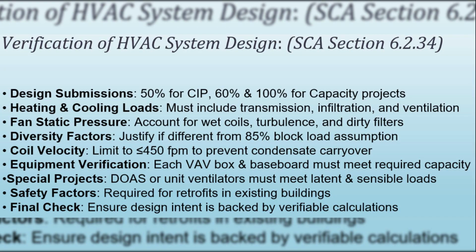This section ensures that air system designs are carefully reviewed and verified at key project milestones. Engineers must submit detailed calculations during the design process, at 50% for capital improvement projects, and at both 60% and 100% for capacity projects. The calculations must confirm that the system can deliver heating and cooling loads, taking into account transmission, infiltration, and ventilation demands. They must also include allowances for fan static pressure losses due to wet coils, turbulence, and dirty filters. Airflow through cooling coils must stay below 450 feet per minute to prevent condensate carryover.